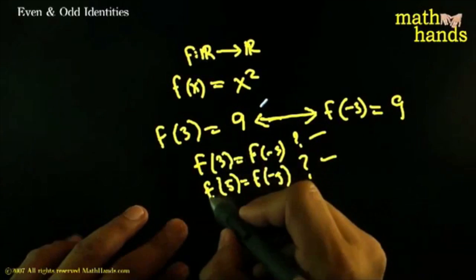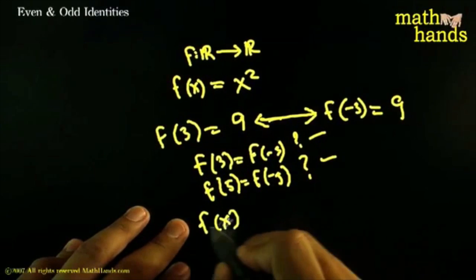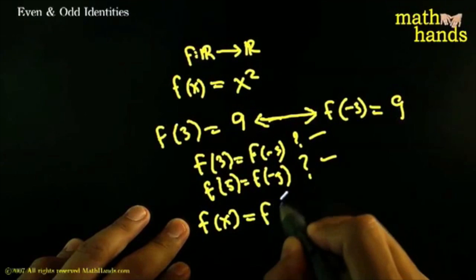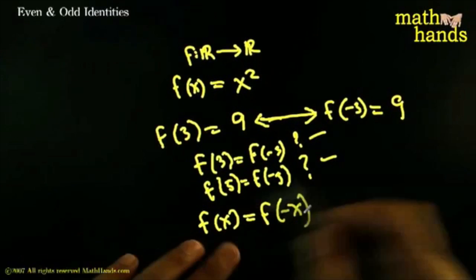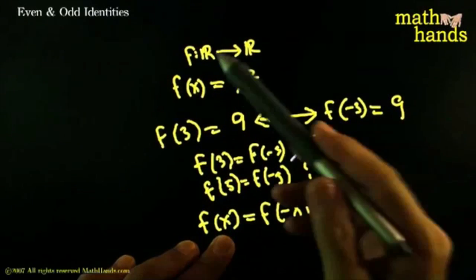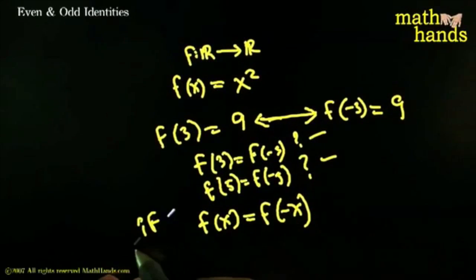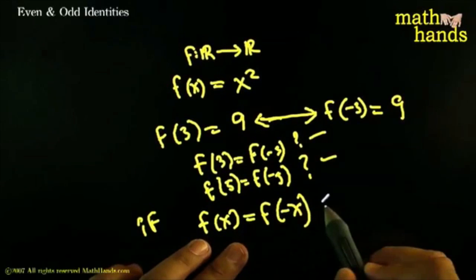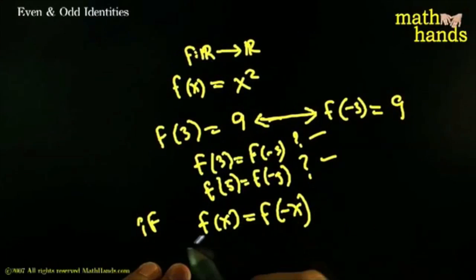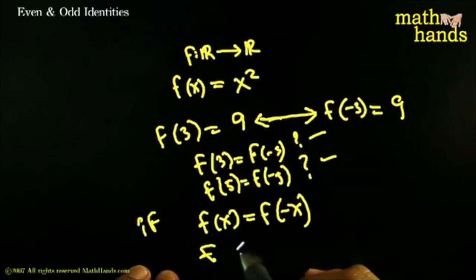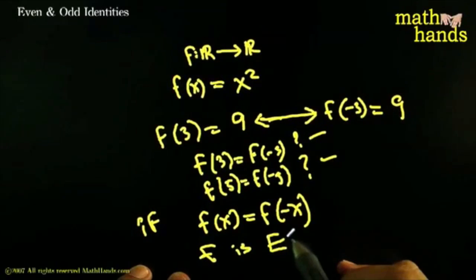When this happens, if f of x can always be exchanged for f of negative x for all possible values of x in the domain, that is, if f of x is equal to f of negative x for all x's in the domain, then we call this even.